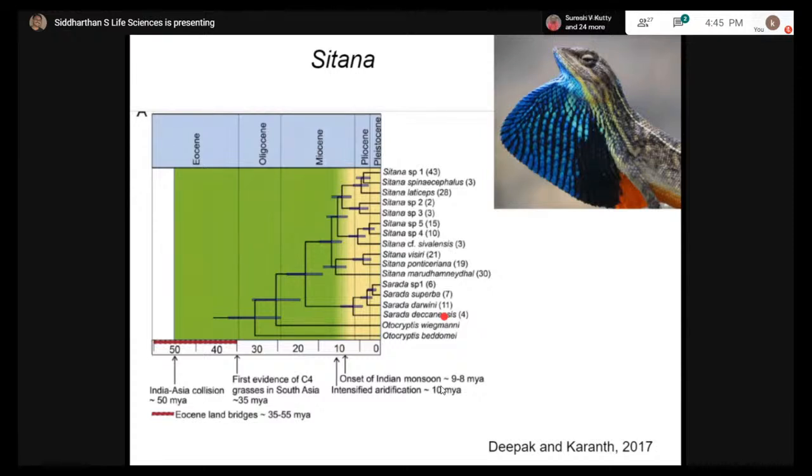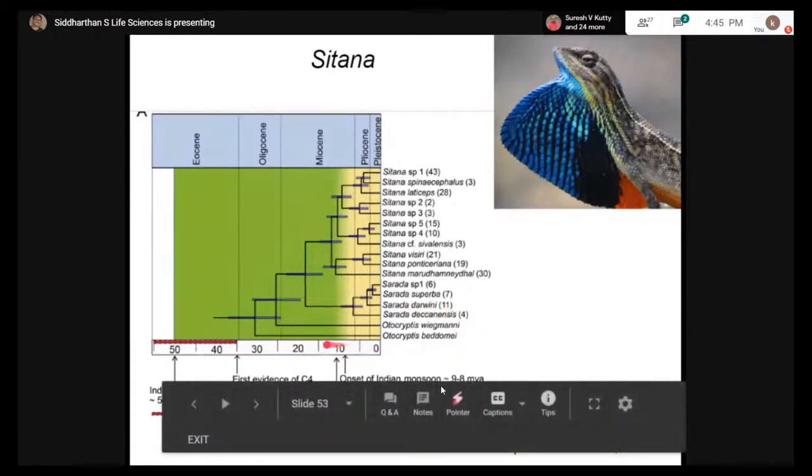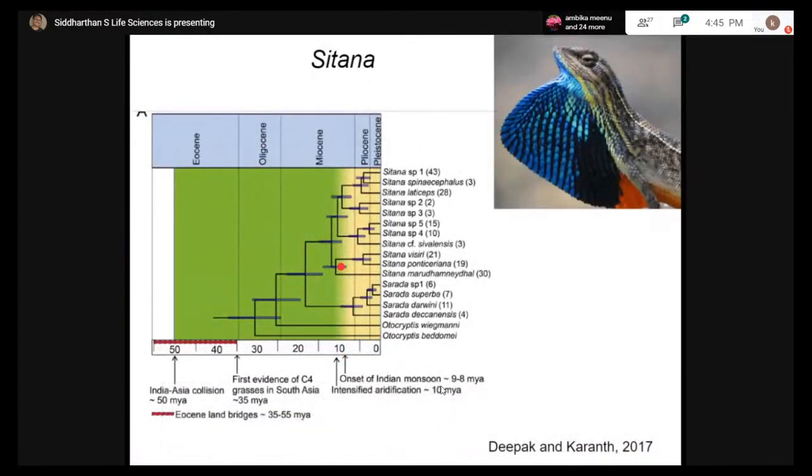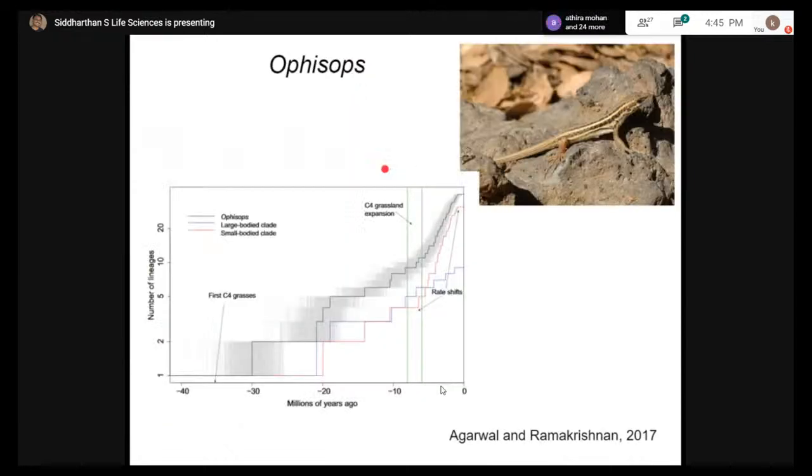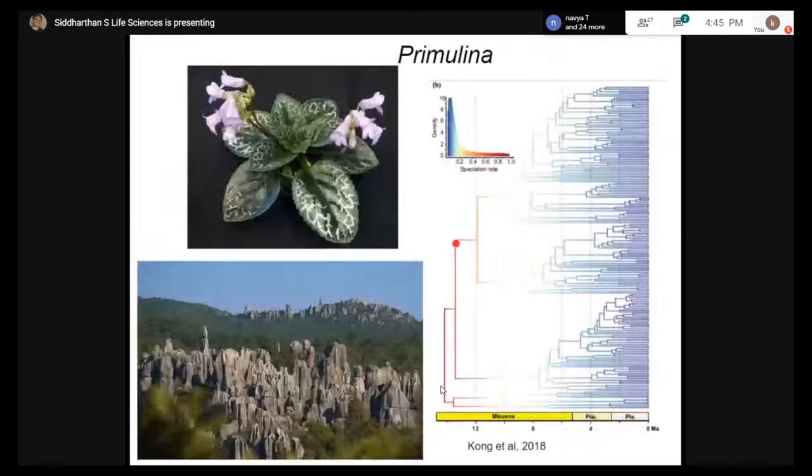And all this diversification you can see has happened during the onset of the monsoons. You can see the number of splits happening more around 8 to 10 million years. So this is one evidence. There's also a rise again from the lizards, from Ishan, another colleague from Dr. Karan's lab. He also found an increase in the rate of speciation in another group of lizards called Ophiops. So these are examples in the reptile world. What about plants?